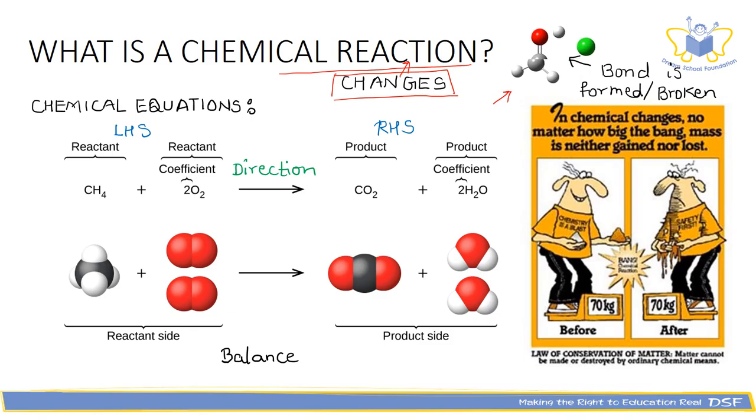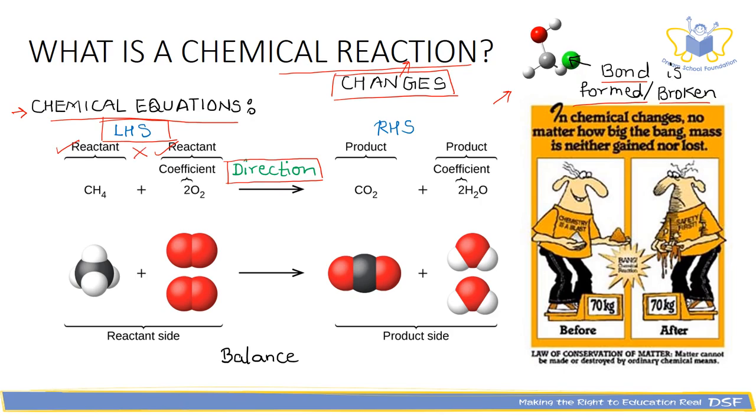So when does it happen? When a bond is formed or broken between two atoms is when a chemical reaction happens. And how do we represent it? We represent it using chemical equations. Any chemical equation will have an arrow mark which shows the direction in which the chemical reaction happens. On the left hand side of a chemical equation, you can see reactants that interact with each other to give you products. On the right hand side, you can see the products.